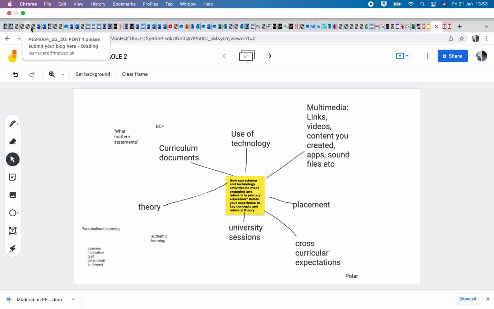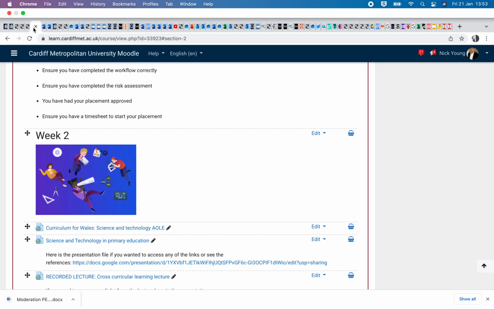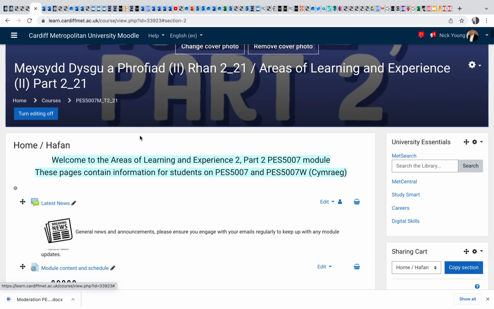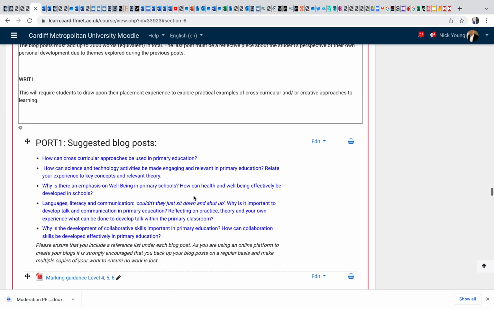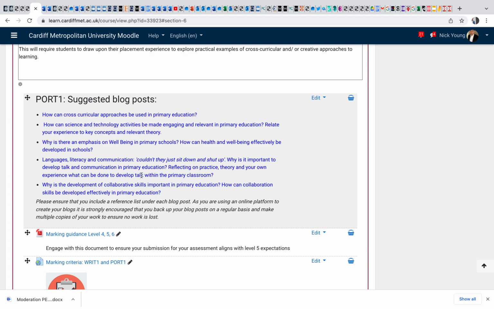I know you can have an overload with the tabs. I love a tab, it's all good. Everything is going to be on assessment and feedback, and if you go down, these are the suggested blog posts. Obviously we encourage you to follow your own interest, but we know there is a lot of relevant reading that we've suggested in the weekly tasks that is going to help you with these.